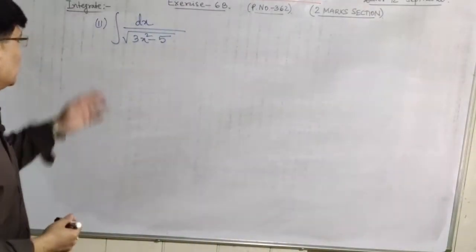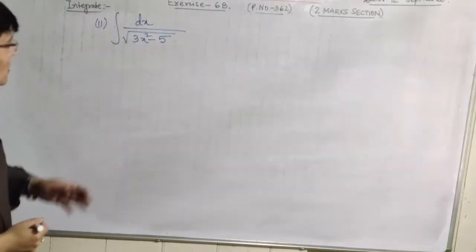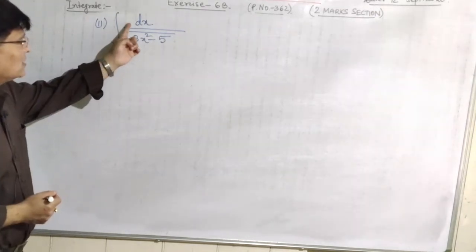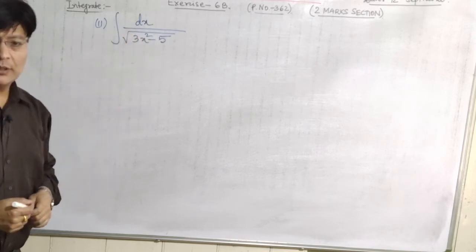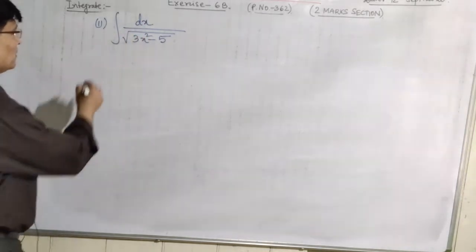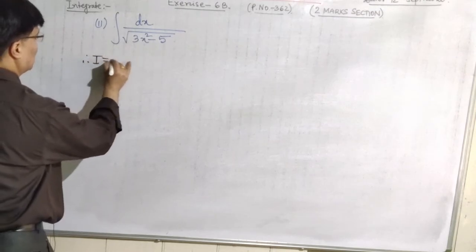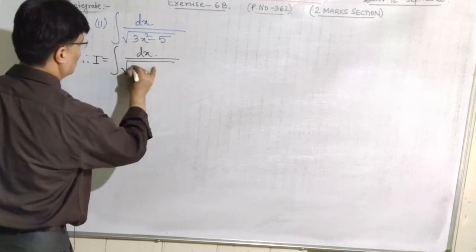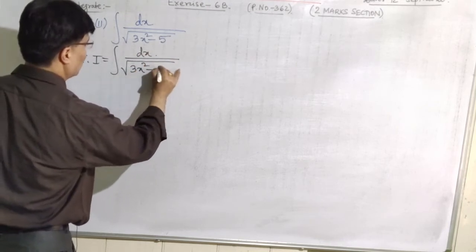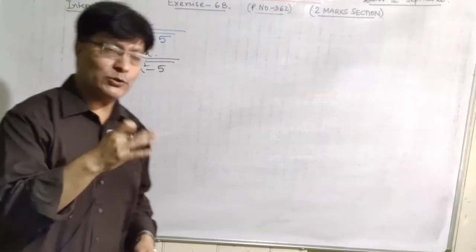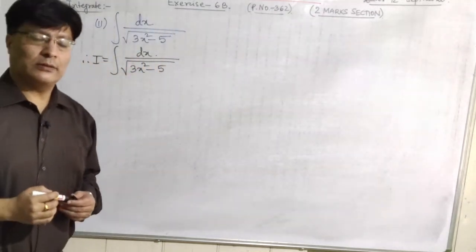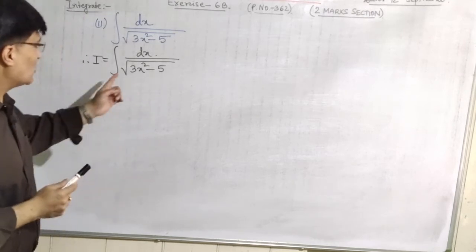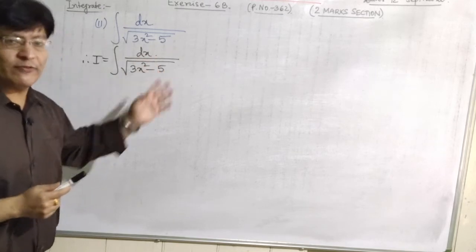So now we'll do the next question, that is question number 11. You have to evaluate the integral of sine dx divided by within root 3x square minus 5. So let us write here I is equal to integral sine dx divided by root over 3x square minus 5. So here either you can take common as 3 because you have to make the coefficient of x square 1, or you may write within whole square root over 3 into x whole square minus root 5 whole square.